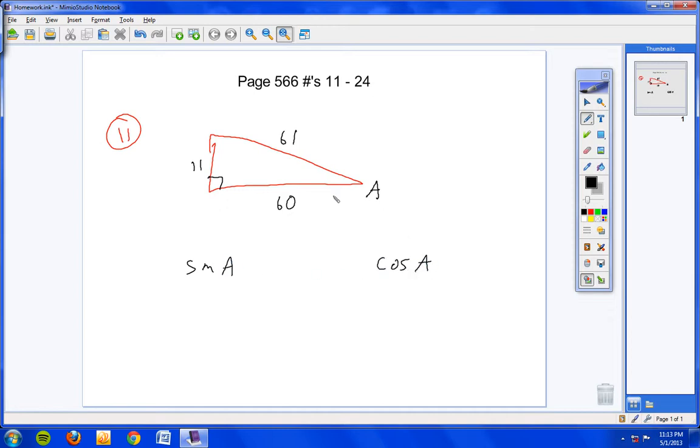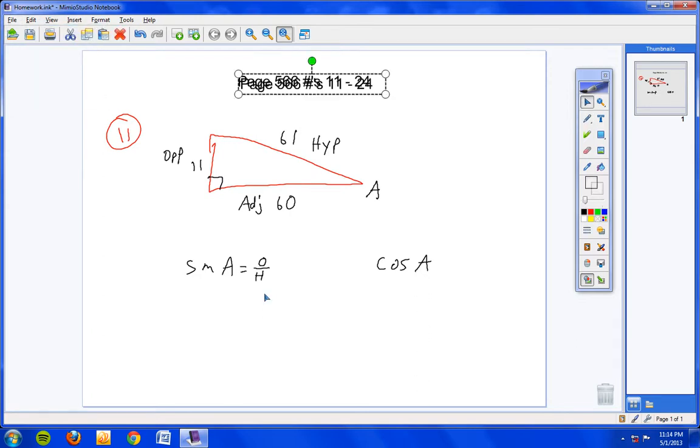So we're dealing with angle A. Put your pencil on A, go straight across. We'll call this our opposite side. Obviously 61 is your hypotenuse. The only side left is 60. That's your adjacent side. Now how do you find the sine of angle A? Opposite over hypotenuse.